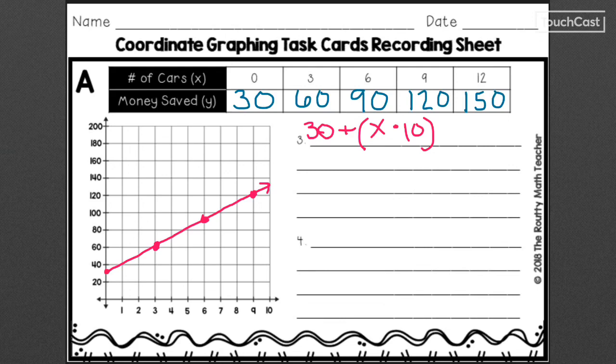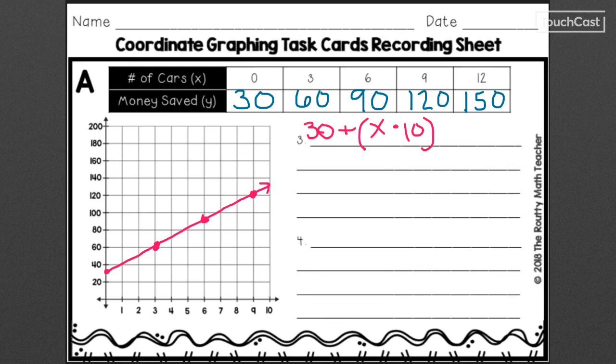So, he starts with $30. That's going to be a constant. $30 is what he starts with. Then we're going to add however many cars he washes times 10 to our $30. Since he gets $10 for every car, that would be repeated addition or multiplication.